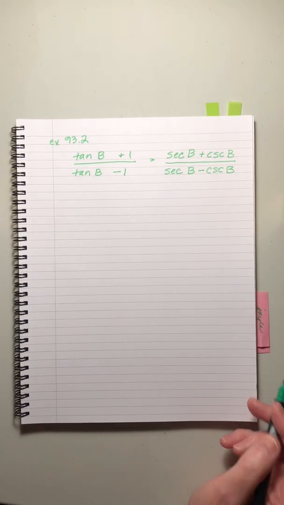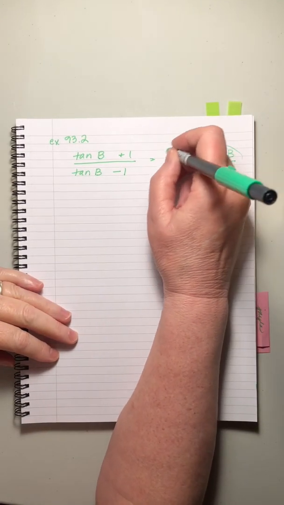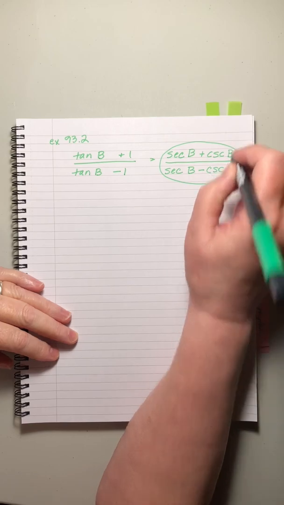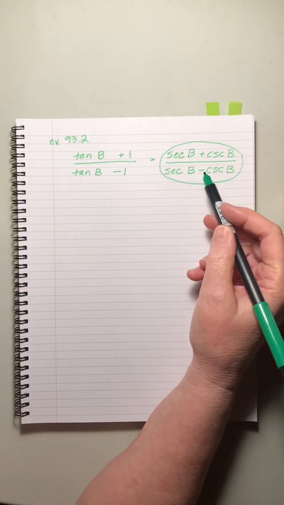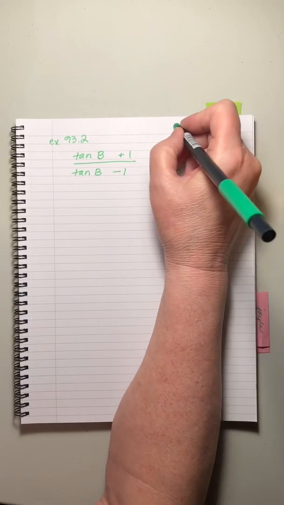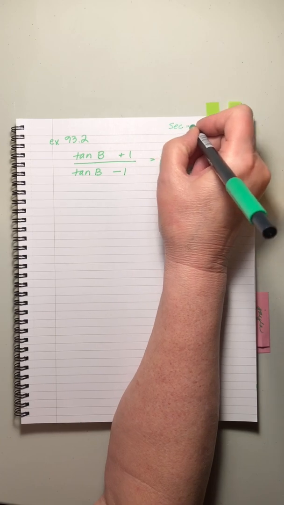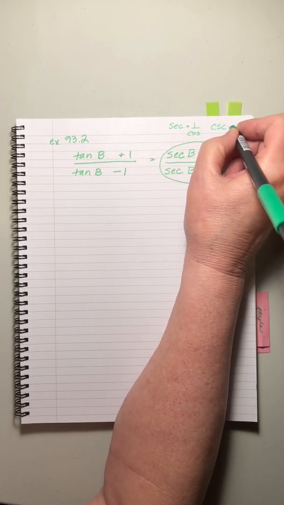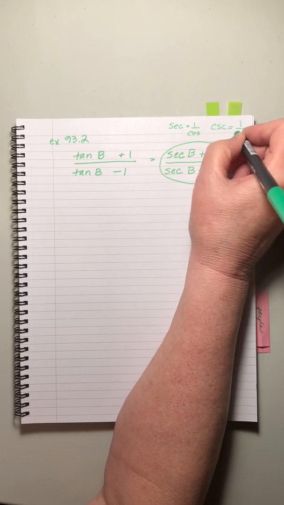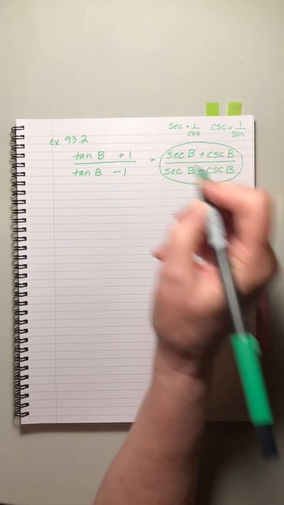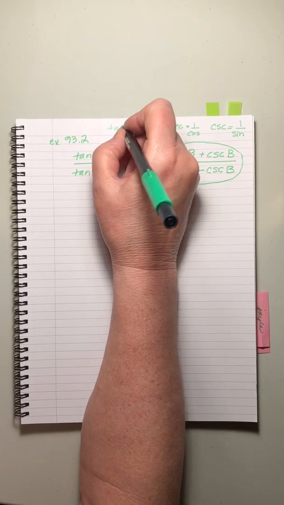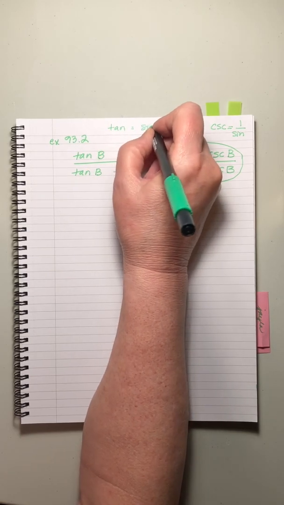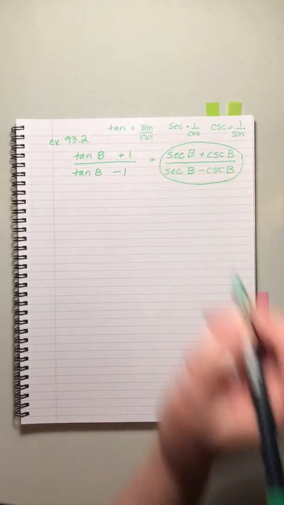Lord have mercy. Okay, I'm going to circle this because I remember I don't want to change this. I just want to get to the same target, right? I remember that secant equals 1 over cosine, and cosecant equals 1 over sine, okay? And then I'm also going to remember that tangent equals sine over cosine, right?